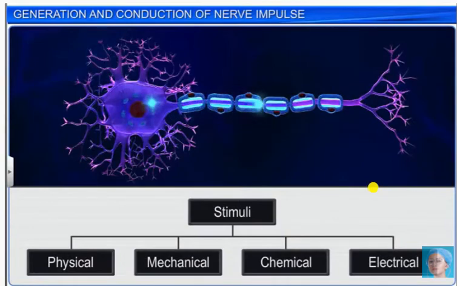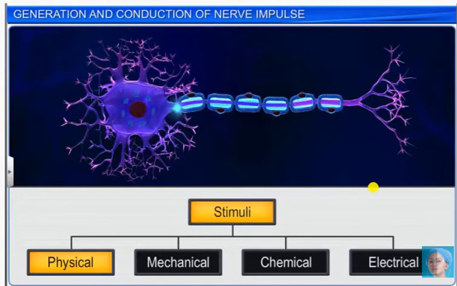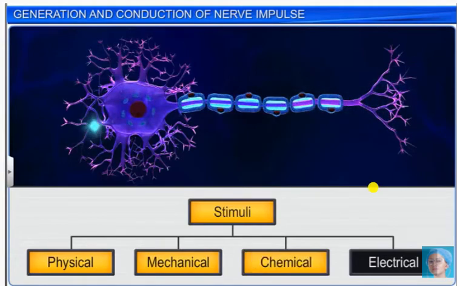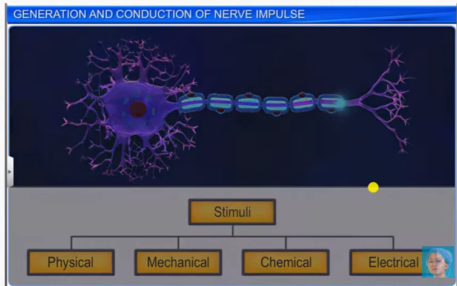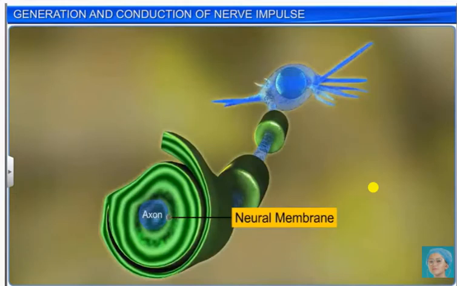Neurons are excitable cells. They may be stimulated by physical, mechanical, chemical, or electrical stimuli. The nerve fiber or axon is covered by a neural membrane or plasma membrane.